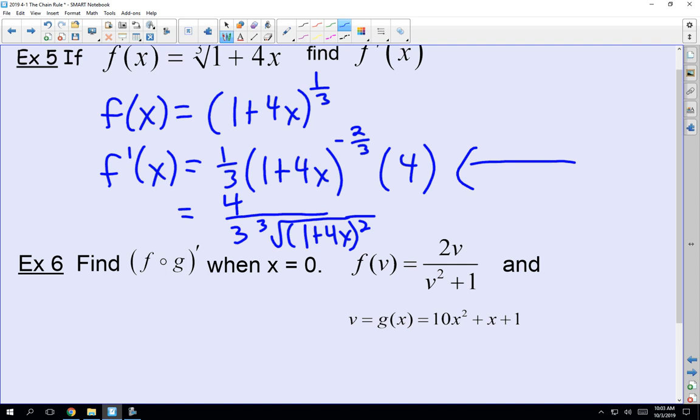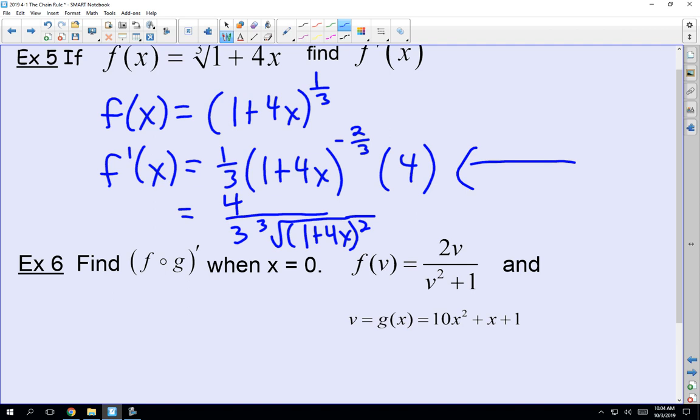Another way to think about it is you really have a chain rule here, right? The chain rule says the derivative of the composition of these two functions will be the derivative of the outer function, which is reflected by the 2v over v squared plus 1, times the derivative of the inner function, which is just the g of x function. You can just multiply those two together.